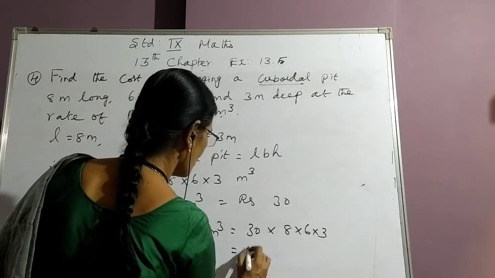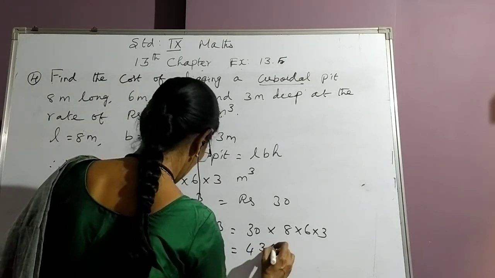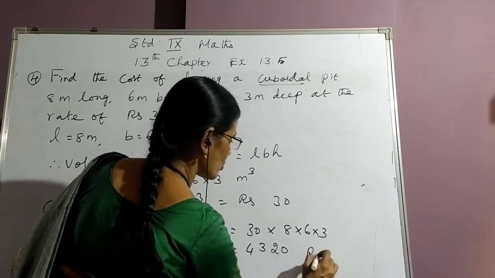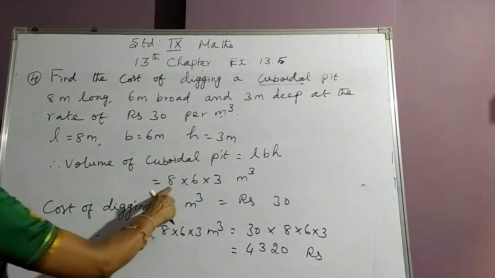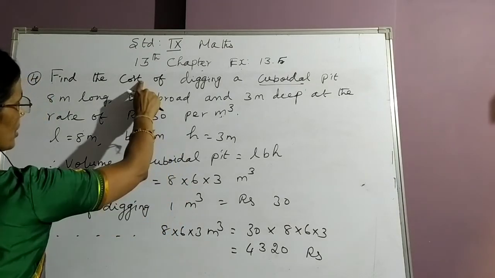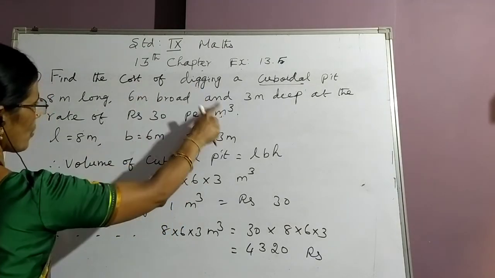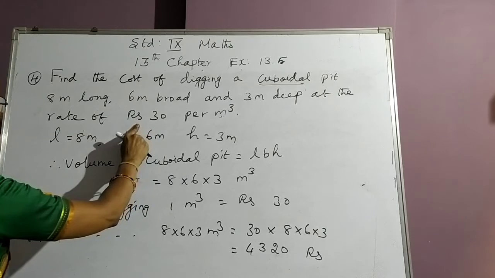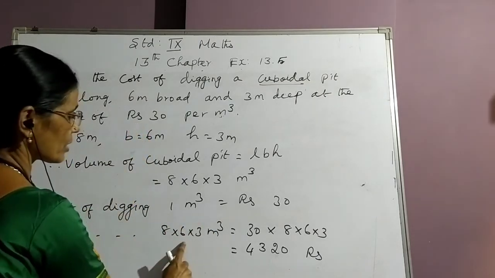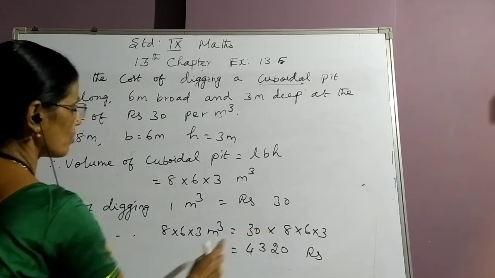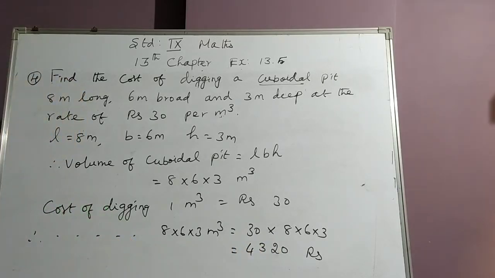The answer is 4320 rupees. It is the cost. Therefore, first we got the volume of the cuboidal pit. The question is find the cost of digging. For 1 meter cube, if the cost is rupees 30, what is the cost for so much meter cube? So it is the volume multiplied by rupees 30. So the answer is 4320 rupees.